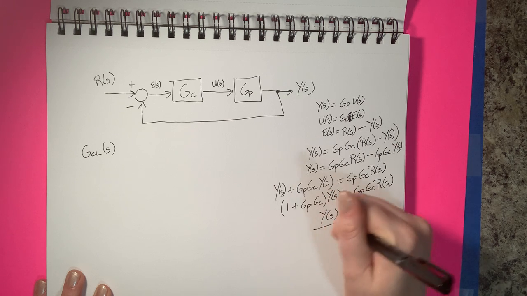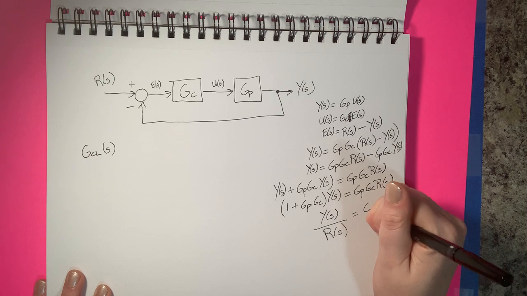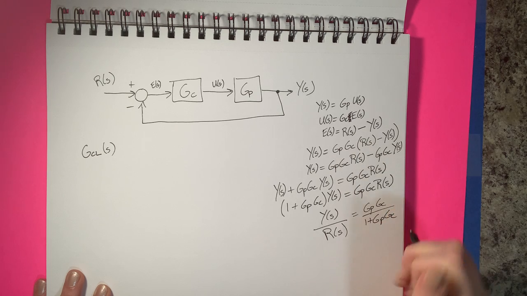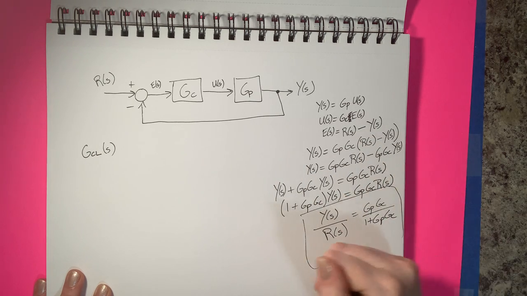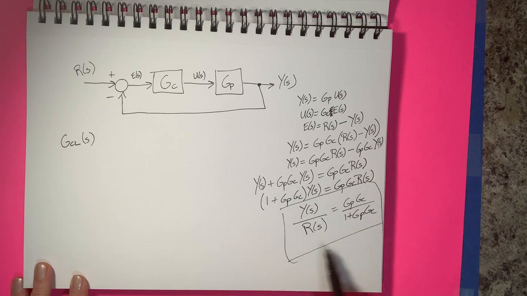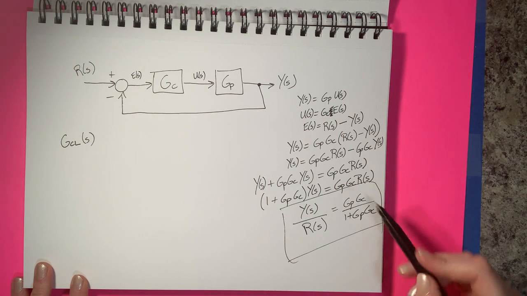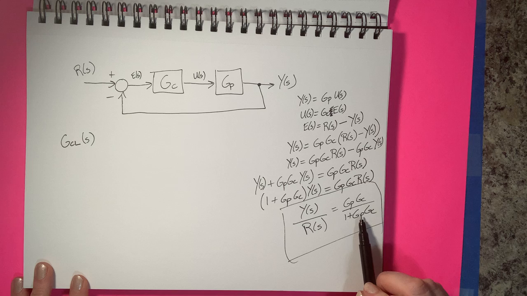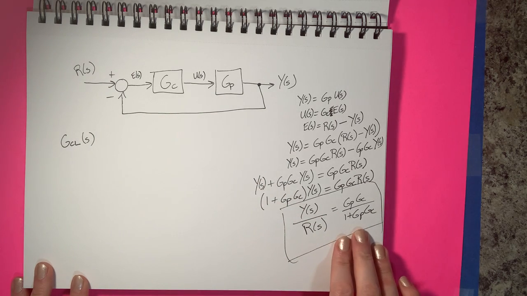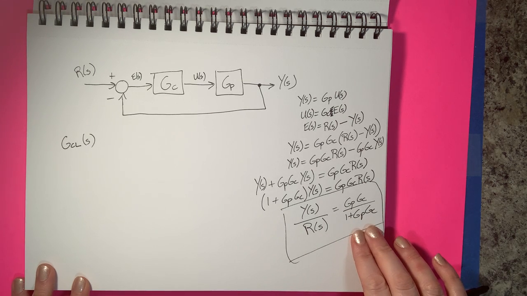Once we form our output over input, I want to point out this equation. So we have GP GC over 1 plus GP GC. Okay? It is worth doing this example on your own at least once, okay? So that you see this equivalency, you see this transfer function, how it's developed, and you get to know this form very well. Knowing this form for the standard configuration is going to be really handy because we will be using this quite a bit to design controls, okay?